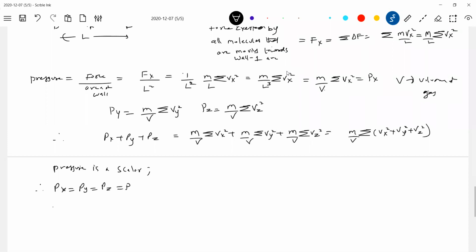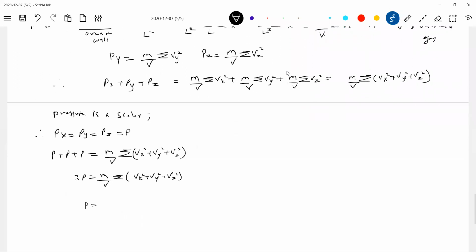There's a reason. Therefore, now I'll write it as P plus P plus P is equal to summation of mv. So this will become 3P. Okay, P is equal to 3P, let it be mv. So this is what, v square, you can write it. Summation of v square. So 3P equal to m by V summation of v square.